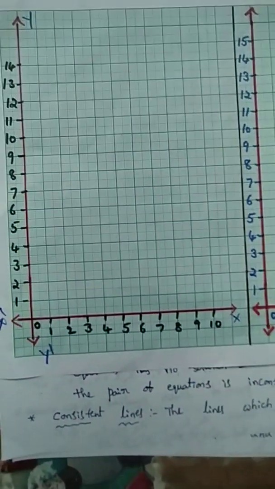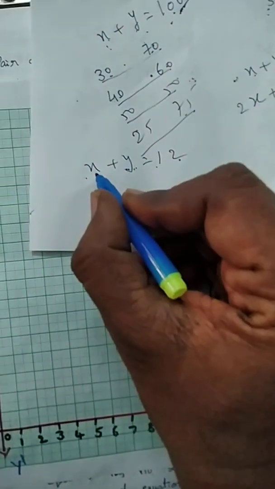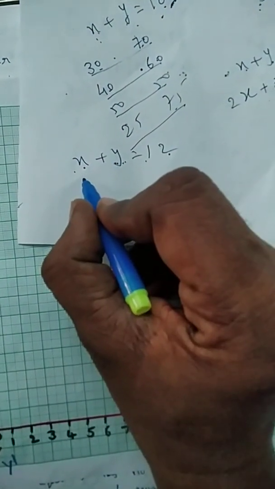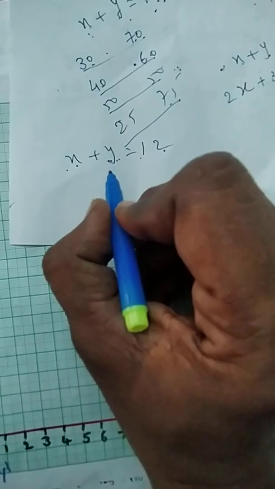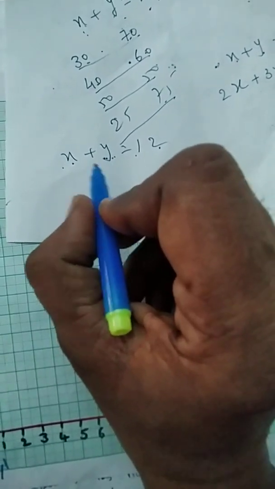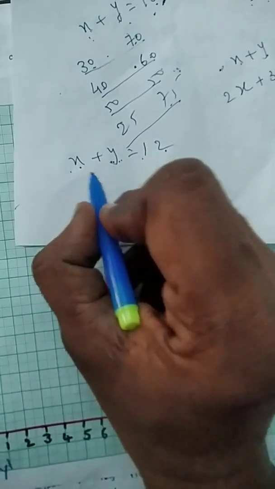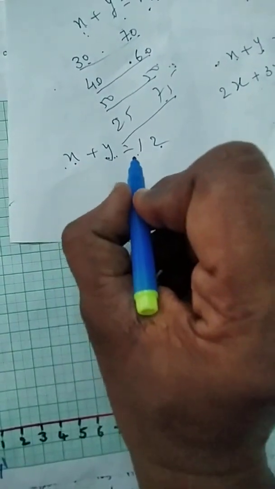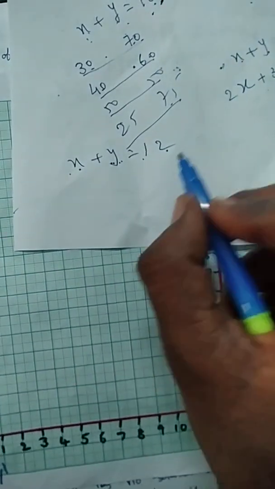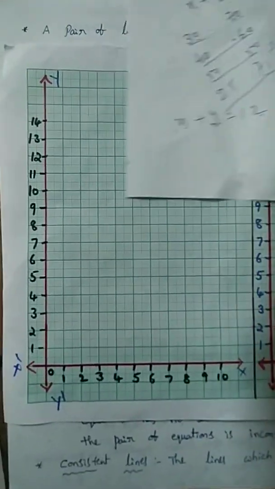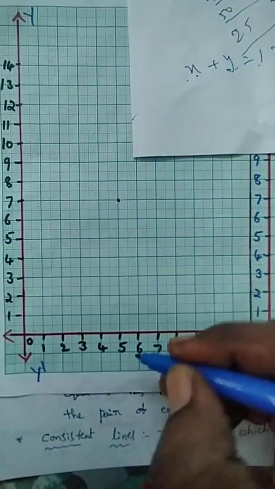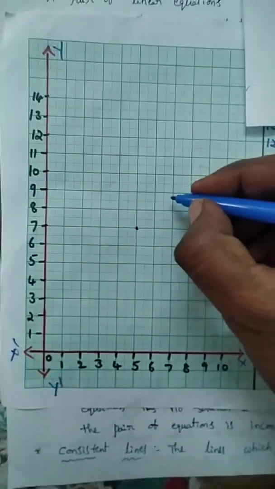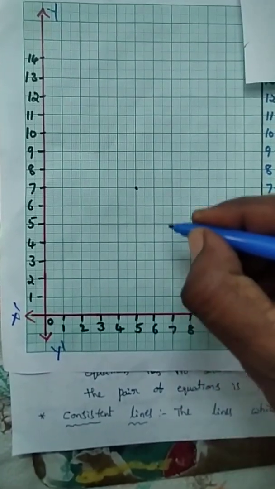In the equation x plus y is equal to 12, we substitute x is equal to 5. Then what about y? 5 plus y is equal to 12, so y is equal to 12 minus 5, by transposing, y is equal to 7. Then if x is equal to 6, what about y? y is also 6.